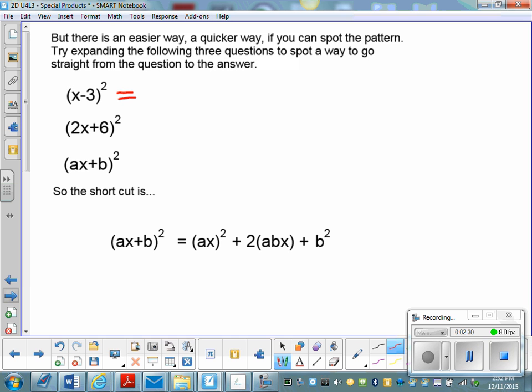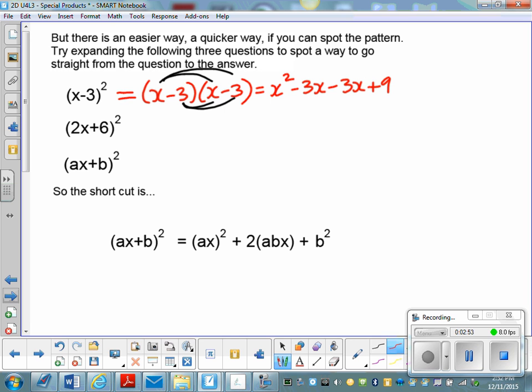So if I try and square x minus 3, that's going to be x minus 3 times x minus 3. Then I do FOIL. So I'm going to get x squared minus 3x minus 3x plus 9. So there's that situation where these two terms are exactly the same, and that's because of the squaring part. And at the end, we get x squared minus 6x plus 9 as our answer there.